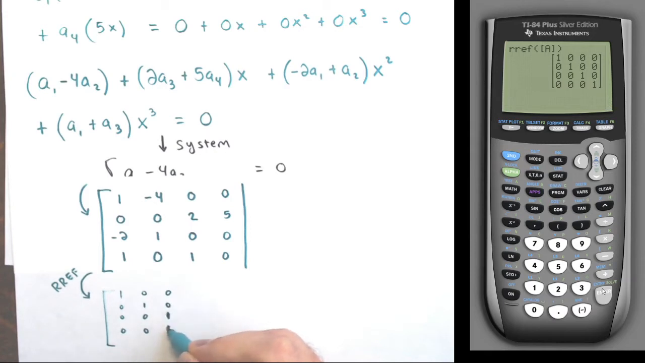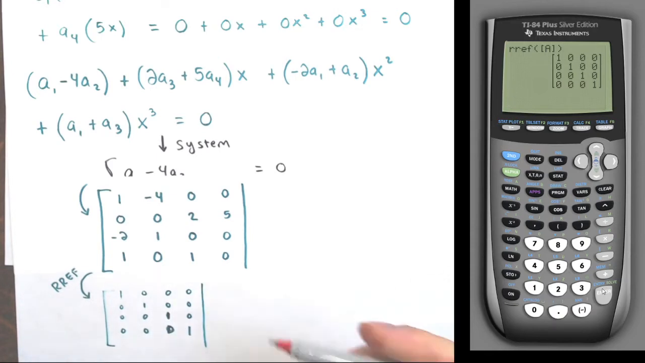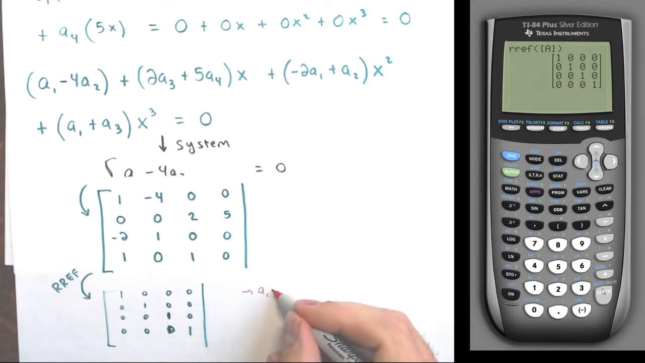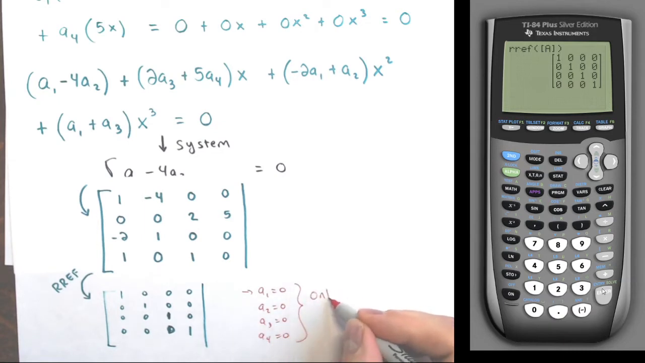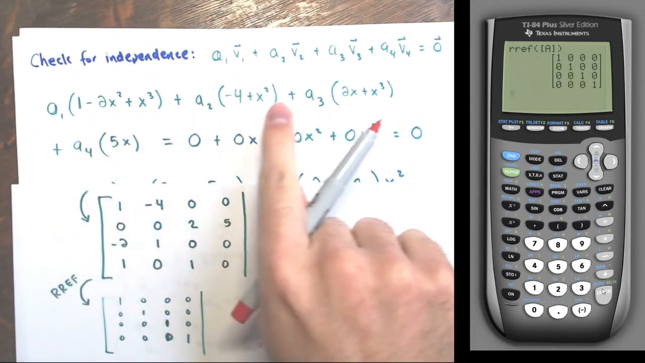Oops, sorry, 1 there, 0 there. Remember, there'd be zeros on the other side, so remember what this implies: A1 would have to be 0, A2 would have to be 0, A3 would have to be 0, and A4 would have to be 0. So only the trivial solution is a solution to this equation I set up in the beginning.